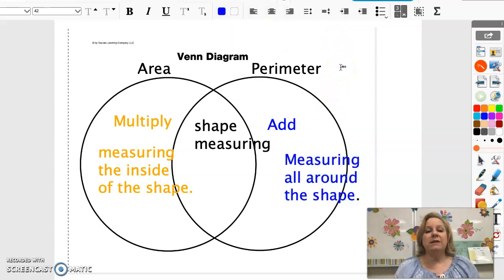We're going to continue thinking about this Venn diagram as we move through our lessons in the next couple of days. So just get your mind thinking about how area and perimeter are the same and different.